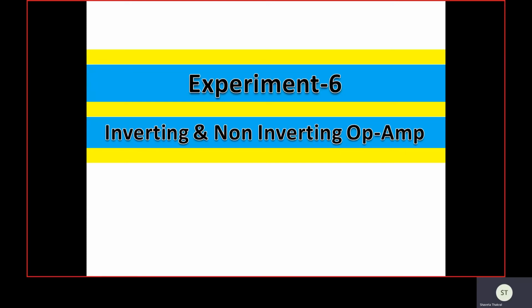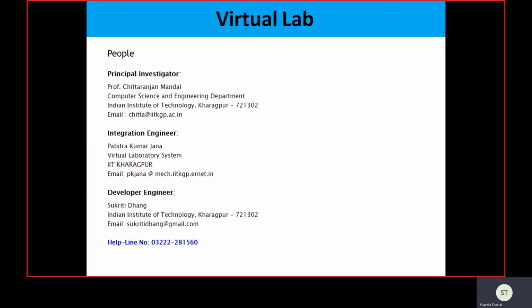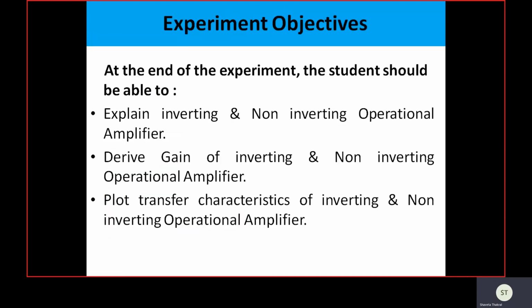Today we are going to perform an experiment via a virtual lab platform, and the aim of this experiment is to calculate voltage gain and plot transfer characteristics of inverting and non-inverting operational amplifier. I would like to thank the team of IIT Kharagpur for providing the virtual lab, and we are able to demonstrate the experiment to our students easily via this interactive platform.